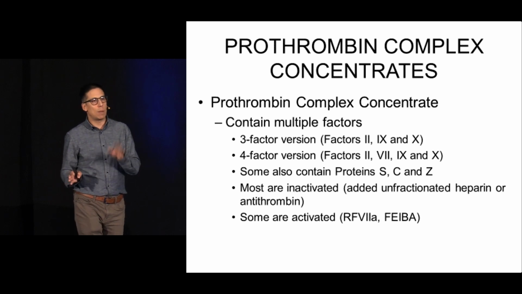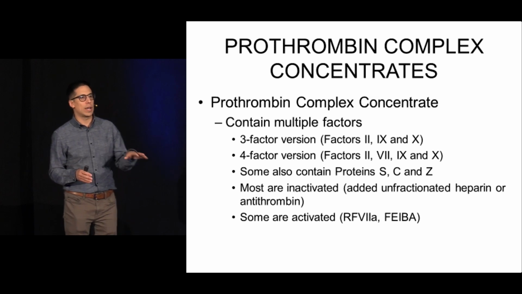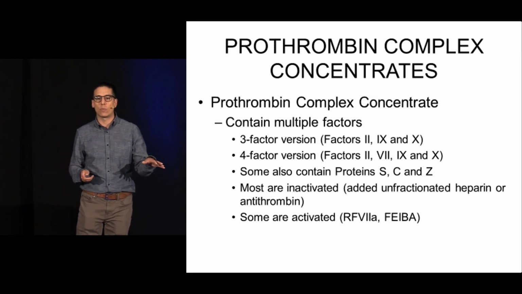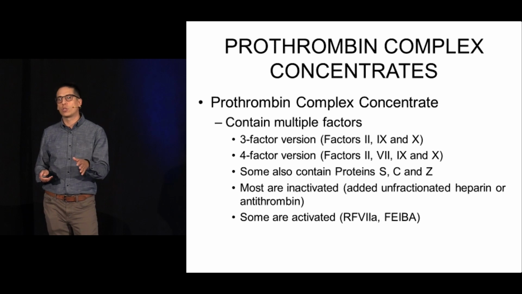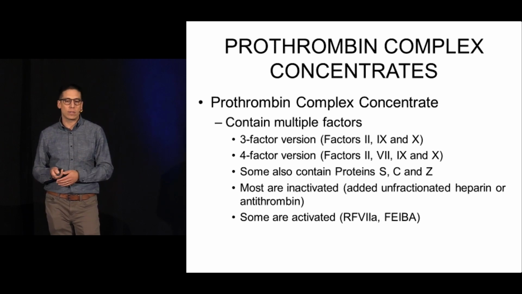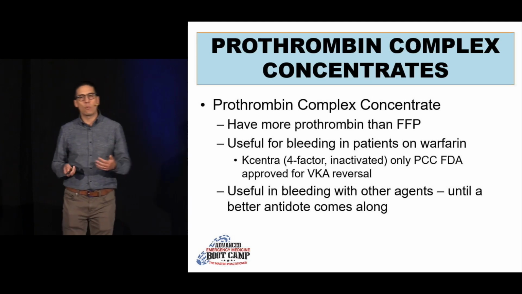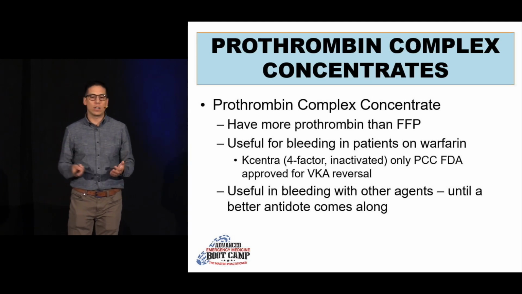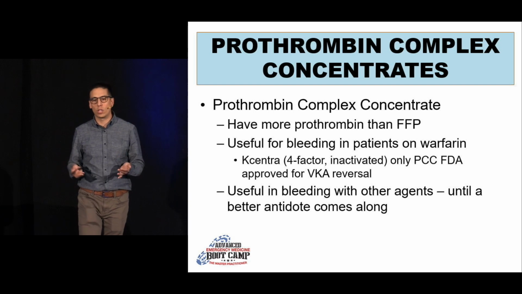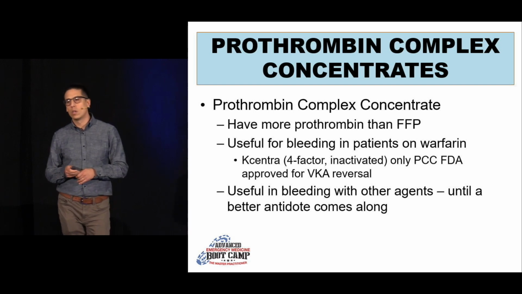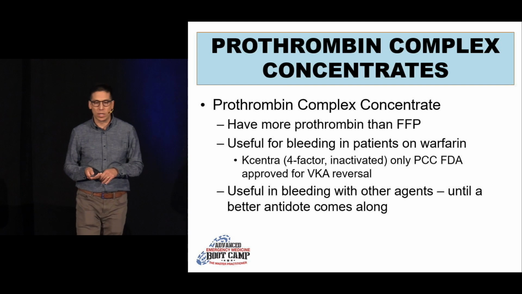And then there's a few activated PCCs that you can get, but we almost never use because they're so prothrombotic. One is recombinant factor 7A, which has a track record of causing things like MI and stroke in trauma patients when we try to fix them with that. And then FEIBA, which is factor 8 inhibitor bypassing activity, a product that's usually given to hemophiliacs. They have a lot more prothrombin than FFP, high concentration of factors, really low volume, give it really quick, works great to reverse vitamin K antagonists in severe bleeding.